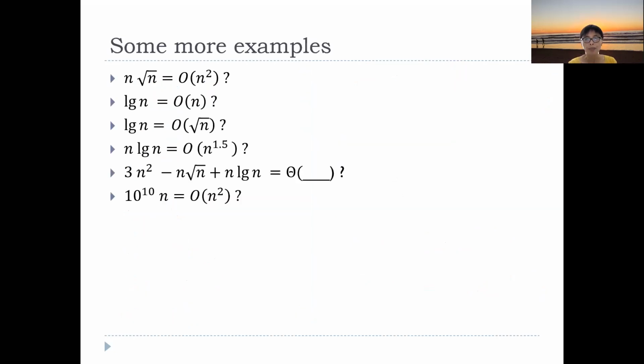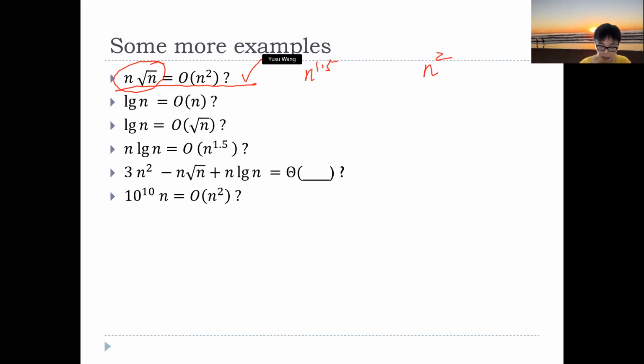All right, now let's look at a few more examples before we talk about properties of this asymptotic notation. So let's see. The first one: is this statement true? What do you think? You can just type in if you want. What do we have here? On the left-hand side, this is actually n to the power 1.5, right? And on the right-hand side, we have n squared. So clearly, this is asymptotically smaller than n squared. So this is true.